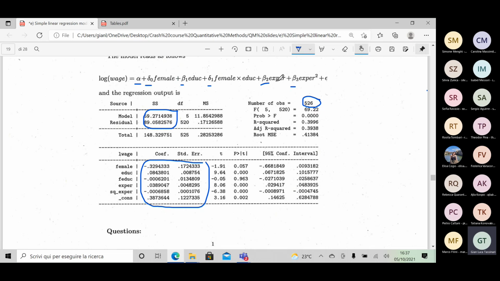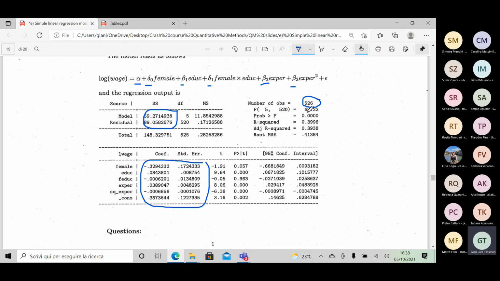And the test we just read was this one: the explained sum of squares divided by k. So how can you get this 69.22? This number divided by 5, which is already computed here, is the variance of regression. It equals 11,854298 divided by the residual sum of squares divided by n minus k minus 1. So this number divided by this one, which is this one.